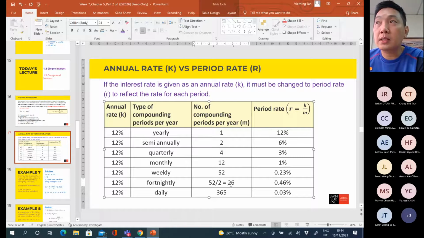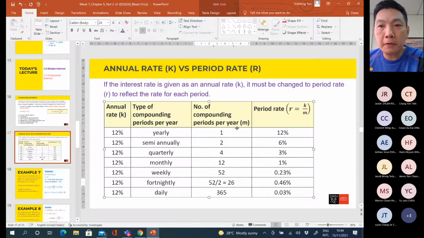When you see the question says the interest is compounded or revised fortnightly, that means M is 26. Daily, I will assume 1 year has 365 days, right? 365 days for this type of question. So far, that is the M value.